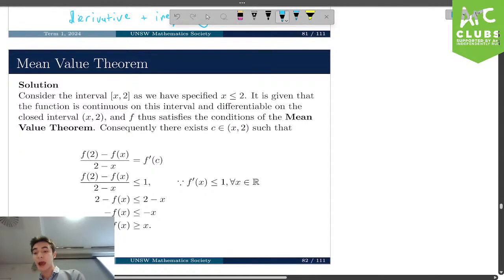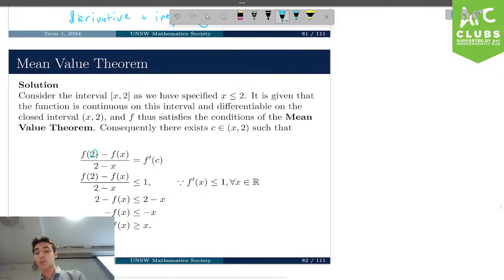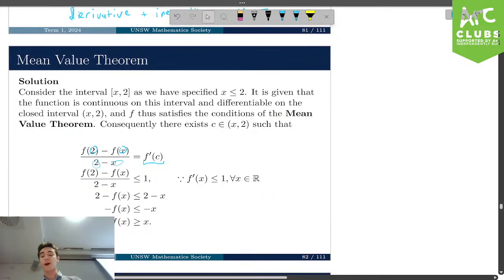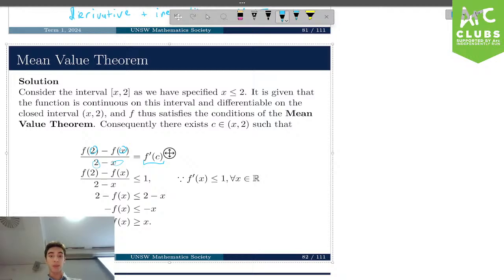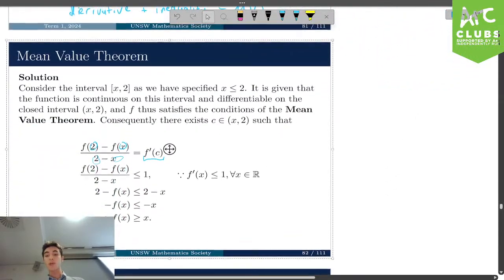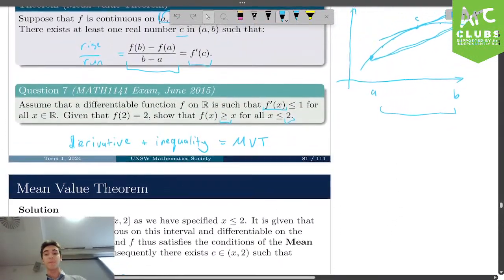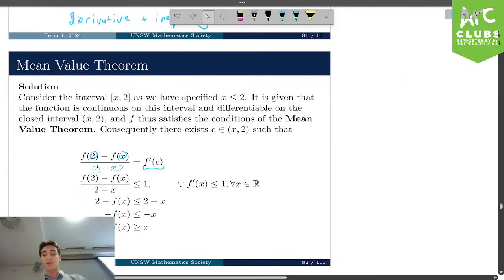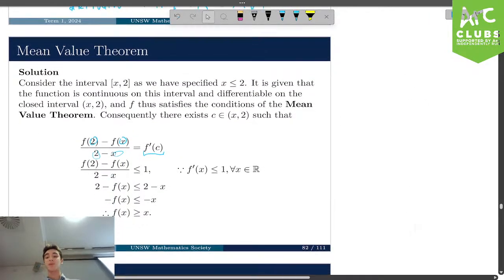We plug in our b and our a, which is 2 and x, and that's equal to the derivative at some point c along the graph. And we know that this derivative at c is going to be less than or equal to 1, that's what we're given here. So we can say that this right-hand side is going to be less than or equal to 1.